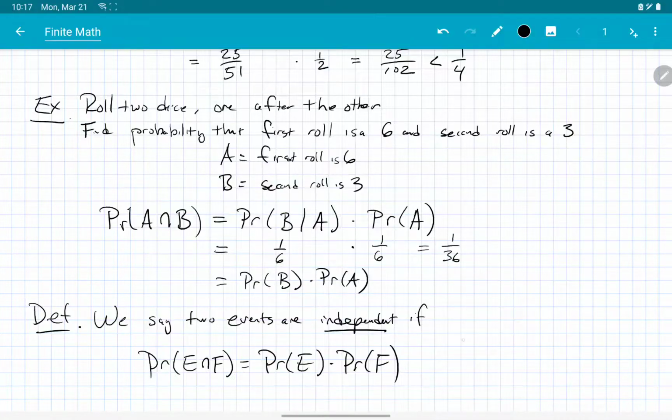This is called independent. And the same definition would say the probability of E given F is equal to the probability of E. Right? The conditioning doesn't do anything. So when events are independent, conditioning doesn't do anything.